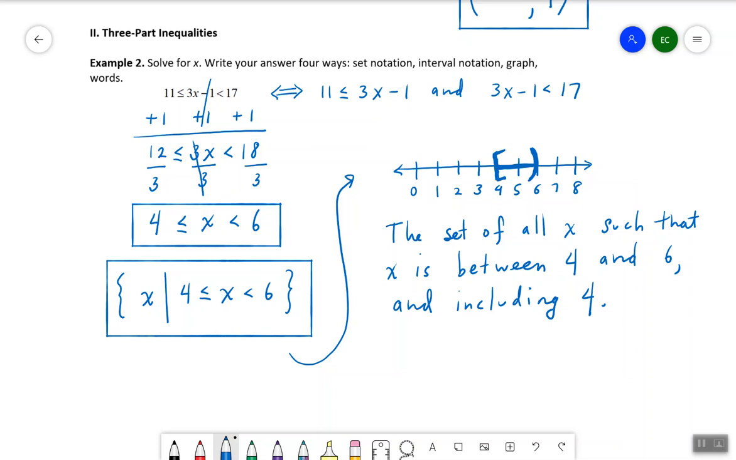The last thing we want to do is write the interval in interval notation. And so what's the number at the left end of this interval? It's 4. And at the right end of the interval is 6. And then we just want to put the brackets to show that we're including 4 and the parentheses to show that we're not including 6. And we're done.